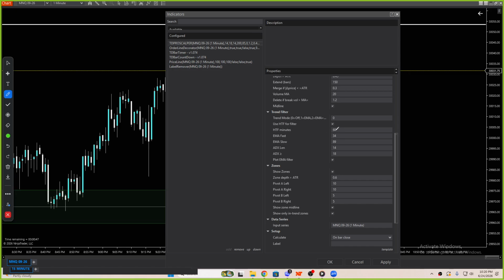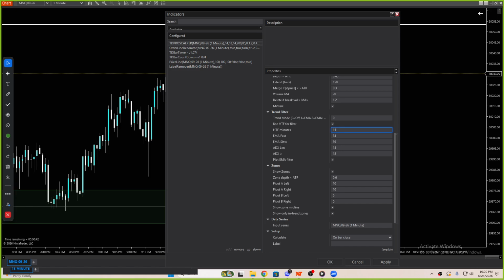You could change this. So let's just say we want to scalp out. I'm going to trade on a 1 minute time frame. We're going to use a 15-minute higher time frame. The EMA, I'm not going to use a 34, we'll use a 20 because I want something close. The 89 is fine. The ADX 14 and the 18 is fine. ADX is average directional index. So nothing crazy. It's just something we do. You can plot the EMA filter on here. It won't show it, but it will produce it. Okay.